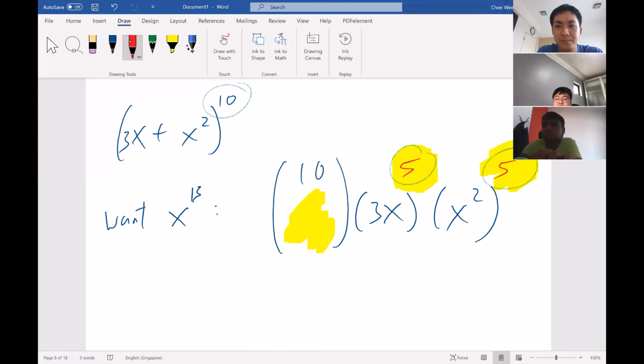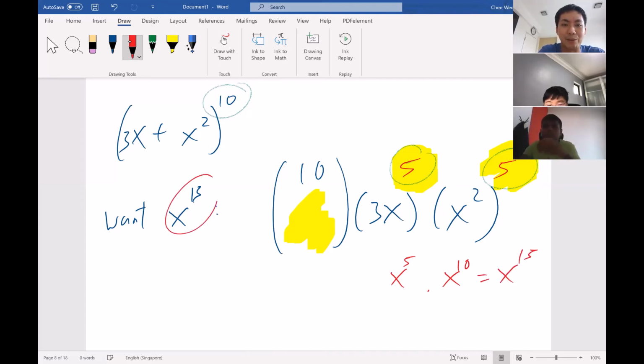10 and 5, right? So x to the power 10 times x to the power 5 gives you x to the power of 15. 15 is too high, right? Compared to this one. Get it? So for this kind of thing, you don't need to worry about the coefficients, only worry about the powers right now. So 15 is too high. It's not what you want, right? You get what I'm saying?